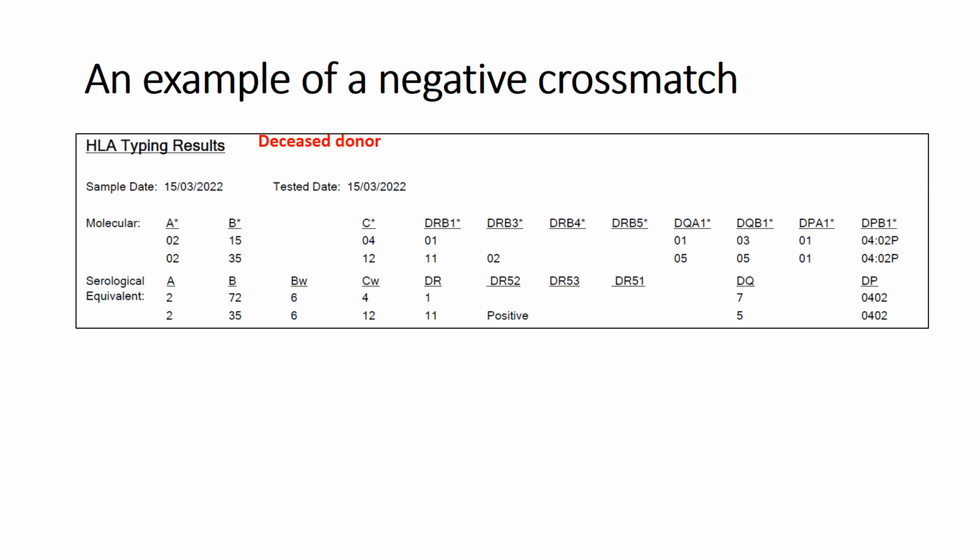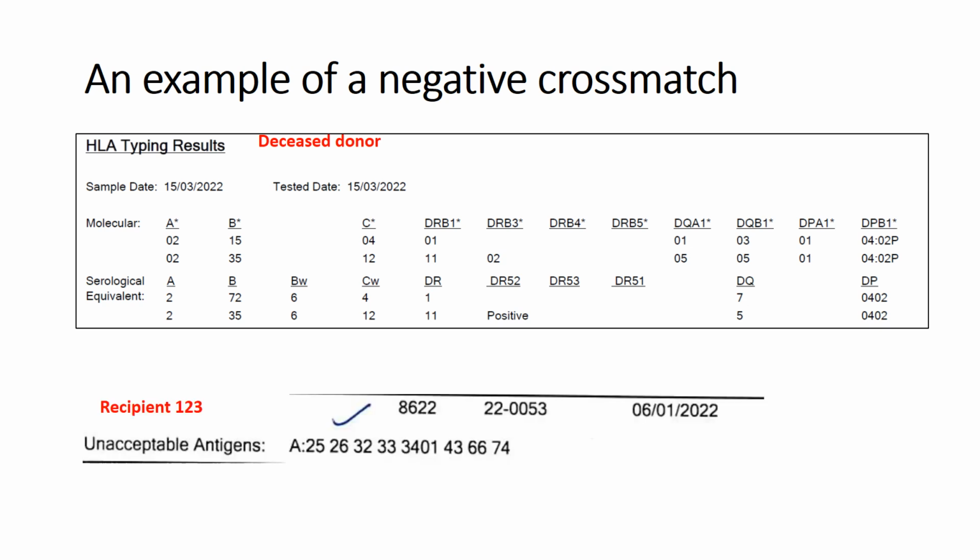Now here is another recipient. I call it recipient 1 to 3, but it's the same donor. As you can see, this recipient has some antibodies, but none of these antibodies are able to bind to the donor HLA typing. So in this case, the computer will pick this recipient as a virtual cross-match negative.